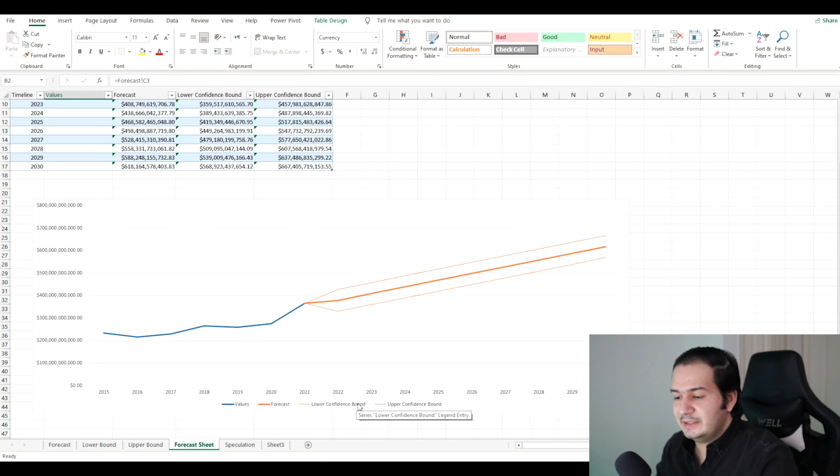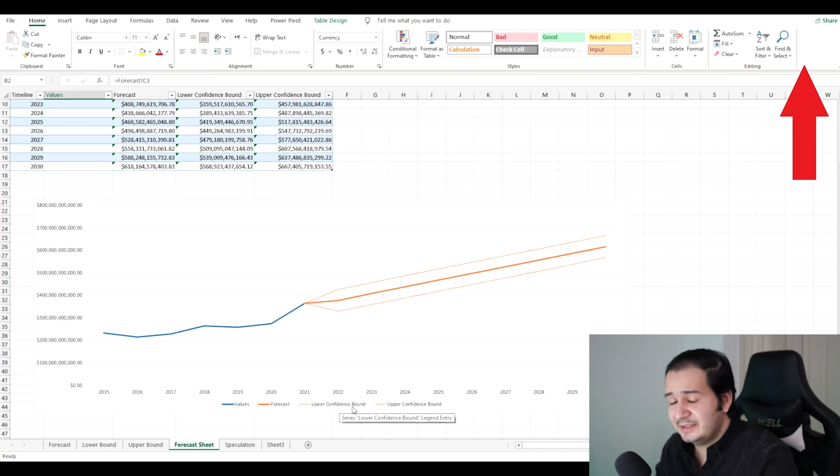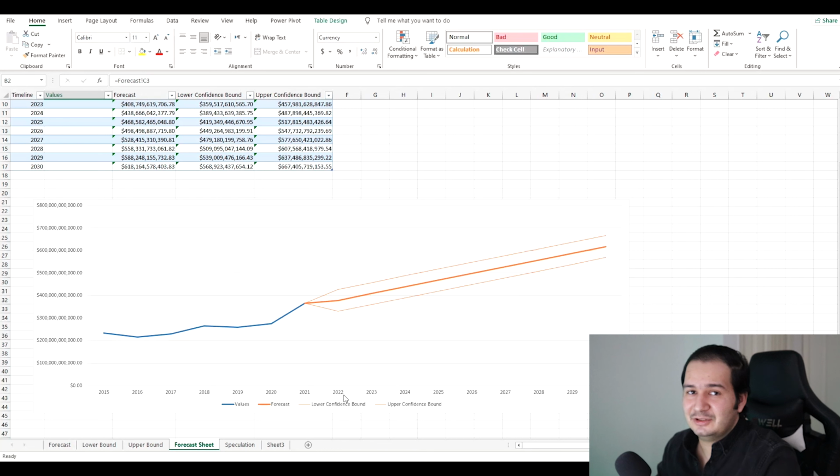Last time when I was doing the Corsair evaluation, I used the lower confidence bound, as I explained in that video, because of some short-term things that were happening with Corsair, and the forecast method uses the last 4 to 5 years of revenue numbers. I wasn't that confident with those numbers, but for this case, I'm definitely not going to use the lower confidence bound. I'm either going to use the forecast or the upper confidence bound. I don't know which one I'm going to choose.